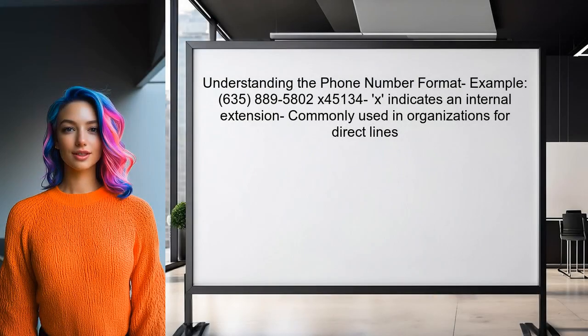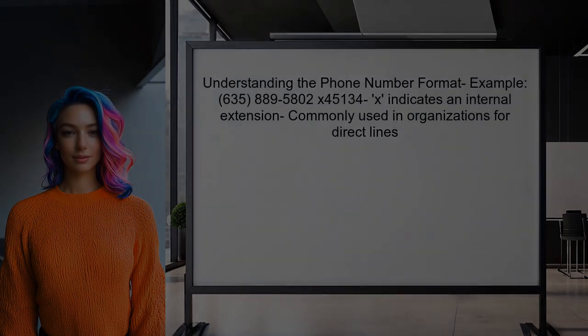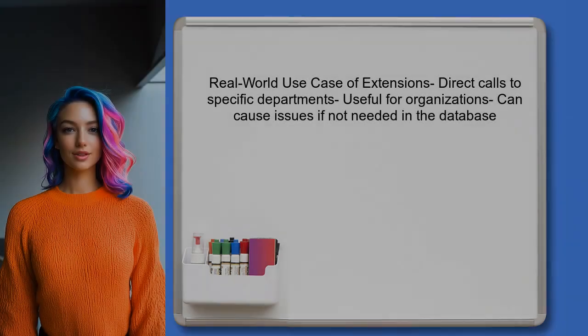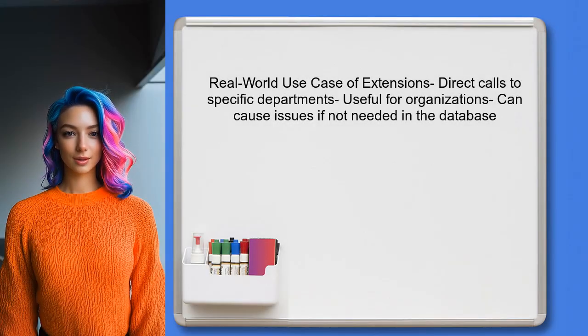To understand why Faker generates phone numbers with extensions, we need to look at the format. The user may notice that the number includes an X followed by digits, which typically represents an internal extension for a phone line. In real-world applications, these extensions are useful for directing calls to specific departments or individuals within a company. However, if the user is only interested in standard phone numbers, this can be problematic.